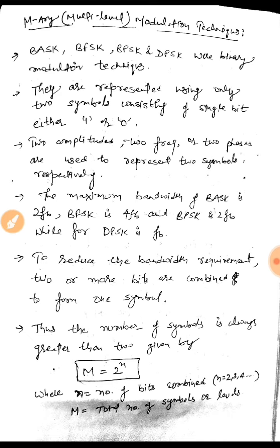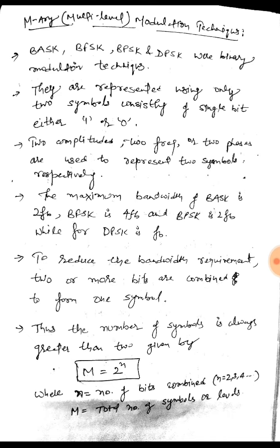To reduce the bandwidth requirement, two or more bits are combined to form one symbol. Now in M-array techniques, we combine two bits, that is 0 1, 1 1, 1 0 or 1 1, to form one symbol to reduce the bandwidth. Thus the number of symbols is always greater than 2.